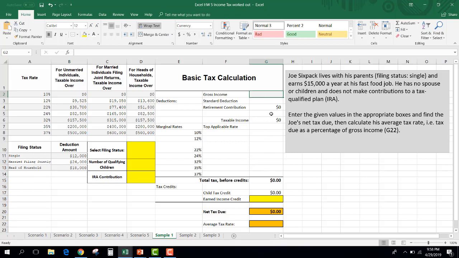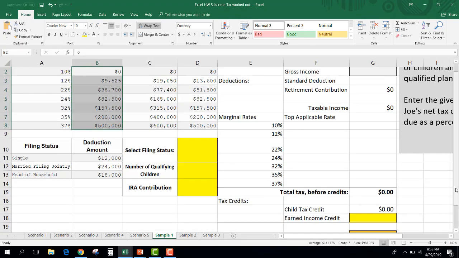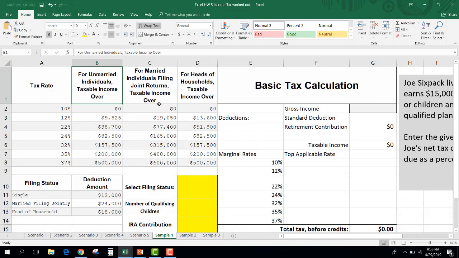Now, let me remind you that the tax brackets work in the following way. Currently under the Tax Cuts and Jobs Act of 2017, we have these 7 brackets ranging from 10 to 37%. Remember, we're talking about a progressive system, so the higher your income goes, and you can see here in the bracket, we're looking at income for either unmarried or married or heads of household, as your income goes up, you start to climb into those higher and higher tax brackets. And remember, they're marginal tax rates.